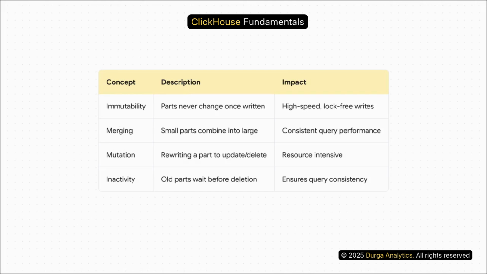So let's just quickly summarize the key mechanics. Immutability, that gives us those high-speed, lock-free writes. The merging process, that keeps our query performance consistent and fast. Mutations let us do updates and deletes, but they come at a high resource cost. And finally, that inactivity period for old parts, that's what guarantees that your long-running queries won't suddenly fail just because a merge is happening in the background.